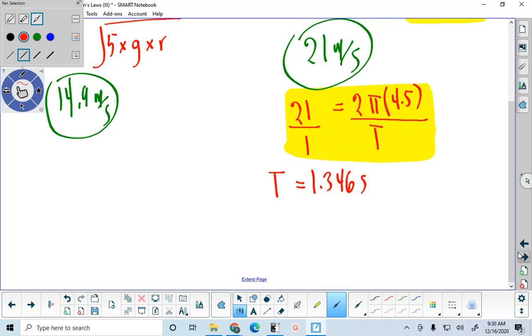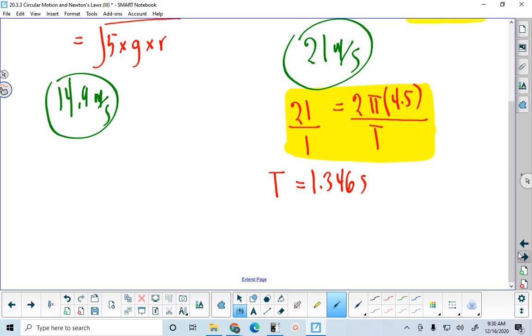That doesn't seem like a very small period. It doesn't seem like you're going that fast. But this is a pretty big circle. The radius is 4.5 meters. It's hard for you to visualize probably, but if you run around in a circle that's 4.5 meters in radius, so 9 meters in diameter, you're moving around once every 1.3 seconds. Frequency is the reciprocal of period, so we end up with 1 over 1.346, and that's going to give us units of per second, which we write as hertz.